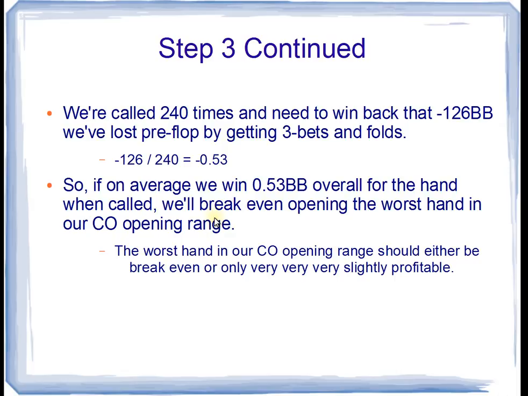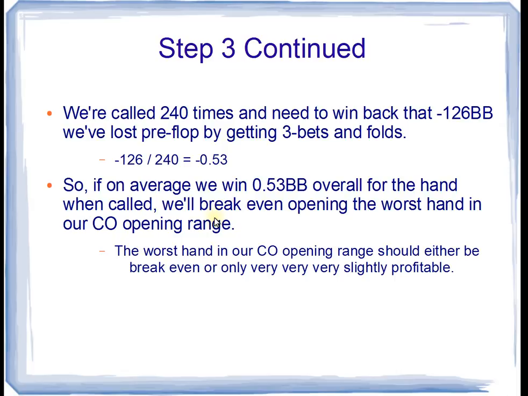I don't remember having included this little tidbit of information, but what I'm saying here is we don't know in theory whether the worst hand in the cutoff opening range is supposed to be super, super slightly profitable or exactly break even. If it's exactly break even, it might be a mixed strategy. So for example, if the worst hand we opened in the cutoff was King 5 suited, maybe we should only open it part of the time if it breaks even.